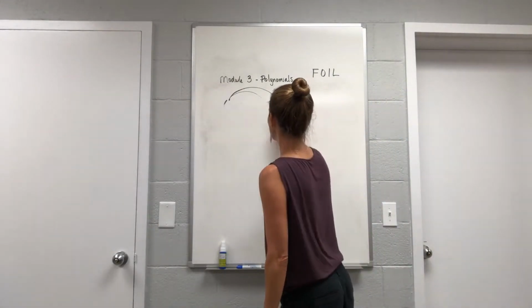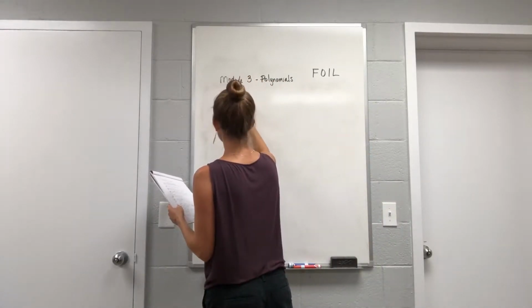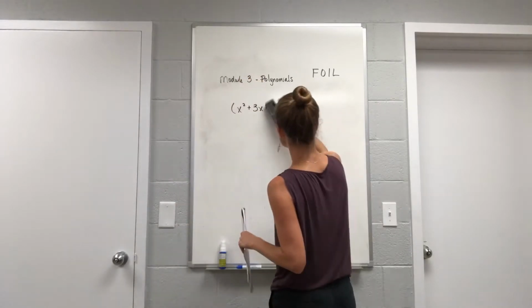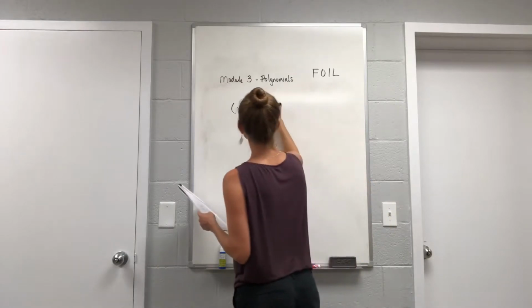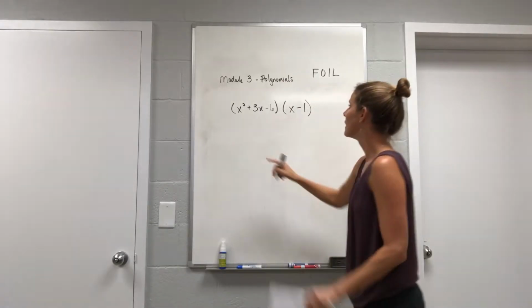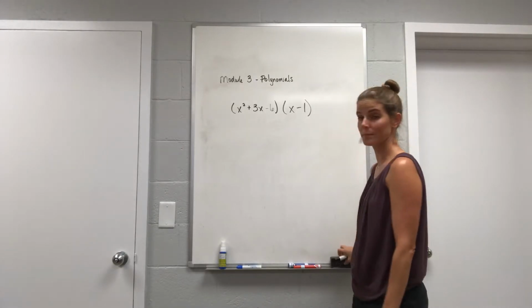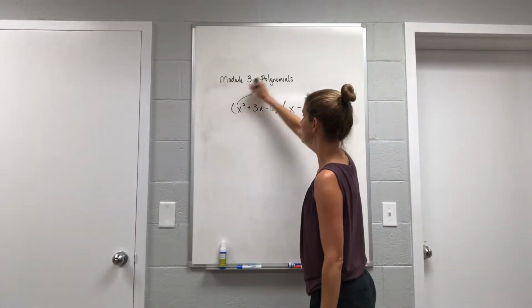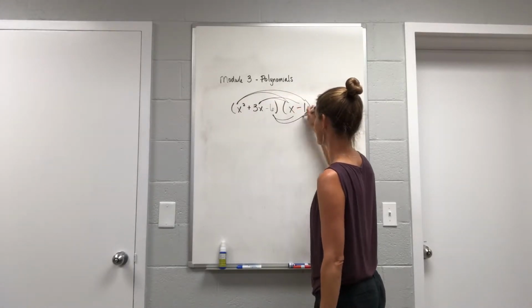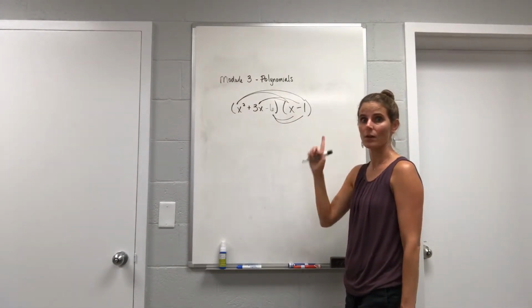All right, I mentioned that you might have a binomial times a trinomial. If you have that scenario, we might have x squared plus 3x minus 6 times x minus 1. Like I said, FOIL doesn't work with this one, because FOIL only works when there's a binomial times a binomial. So with this one, I'm going to take this x squared and distribute it to everything. Now I'll take the 3x and distribute it to everything, and then the negative 6 and distribute it to everything. So I'm basically multiplying each term by each term in the other polynomial one time.